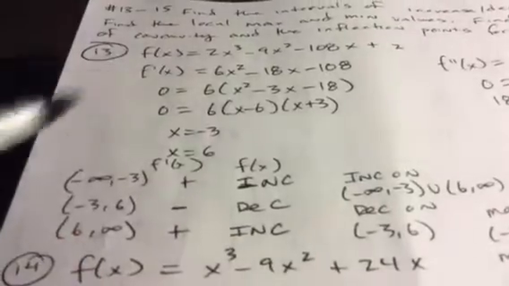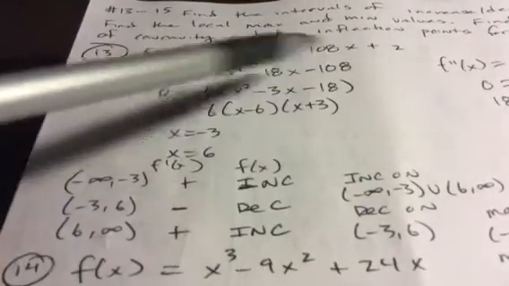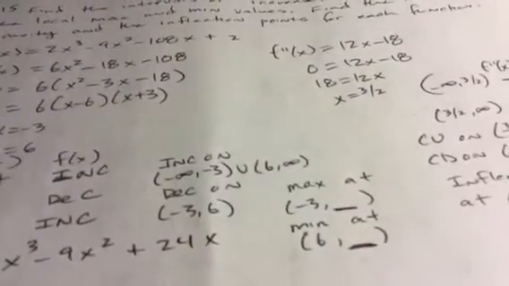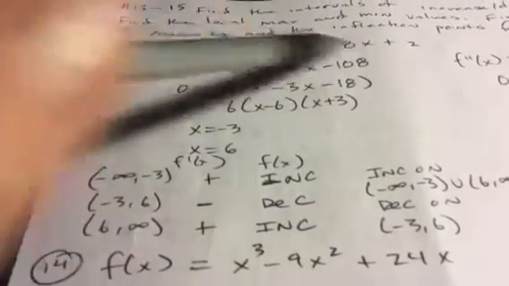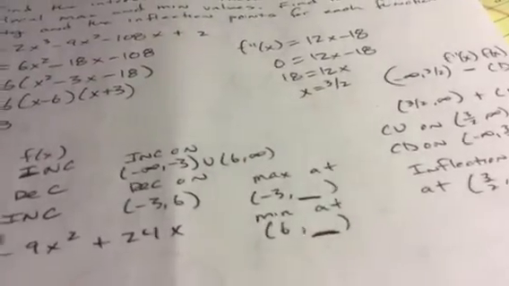So max is at -3. Plug it back in there. I think we did that in class. You're going to have to do that. Local min is 6. Plug it back in there, whatever that is.